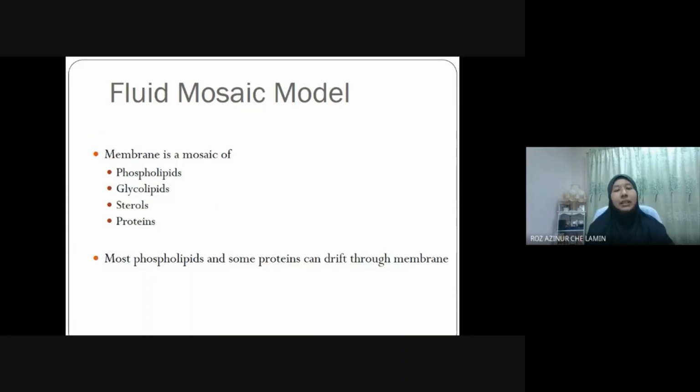Basically, the structure of the plasma membrane is like a fluid mosaic model. A membrane is a mosaic of phospholipid, glycolipid, sterols, and protein. Most phospholipid and some protein can drift through the membrane.